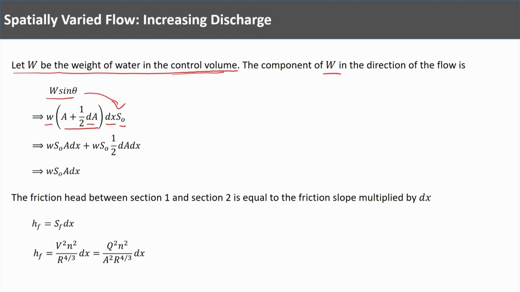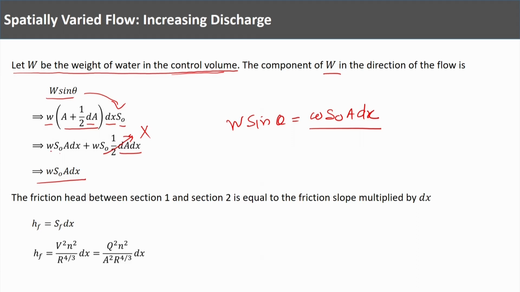So then, this line can be written as W S naught A dx plus W S naught half of dA dx, and as this value is small, I can neglect this one. If I do that, finally I am getting W S naught A dx. So this component, that is W sin theta, is nothing but W S naught A dx. So this is what I am getting.